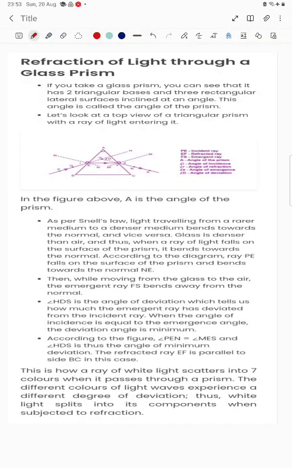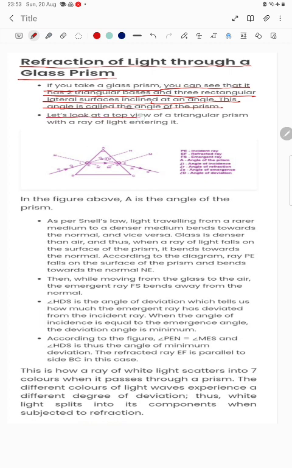Hello student, let's try to understand refraction of light through a glass prism. We have taken a triangular glass prism. If you take a glass prism, you can see that it has two triangular bases and three rectangular lateral surfaces inclined at an angle. This angle is called the angle of the prism.